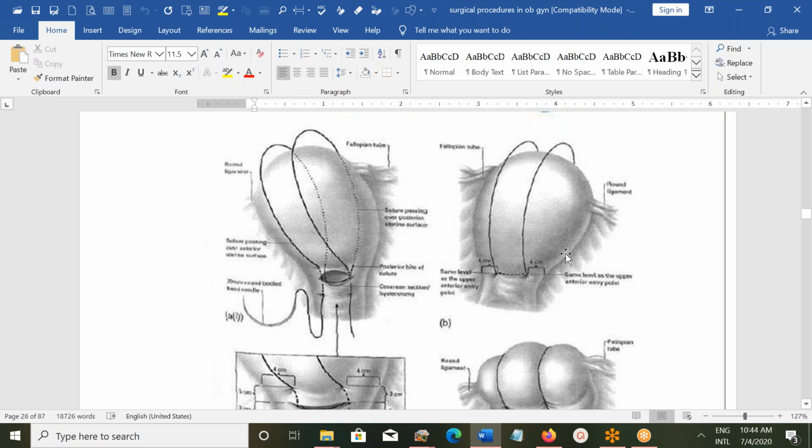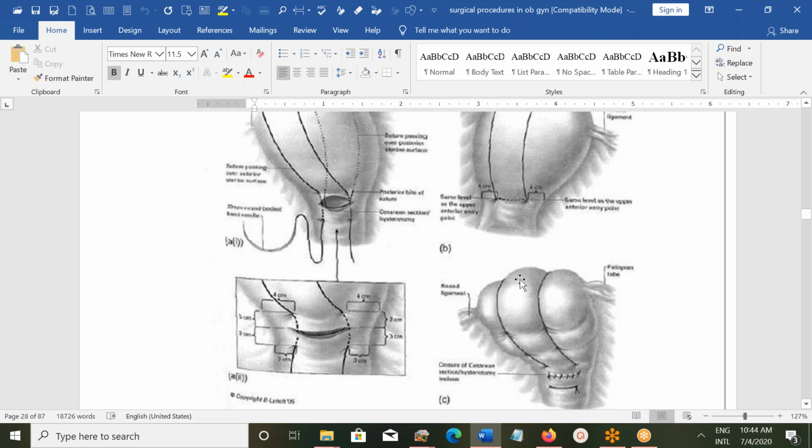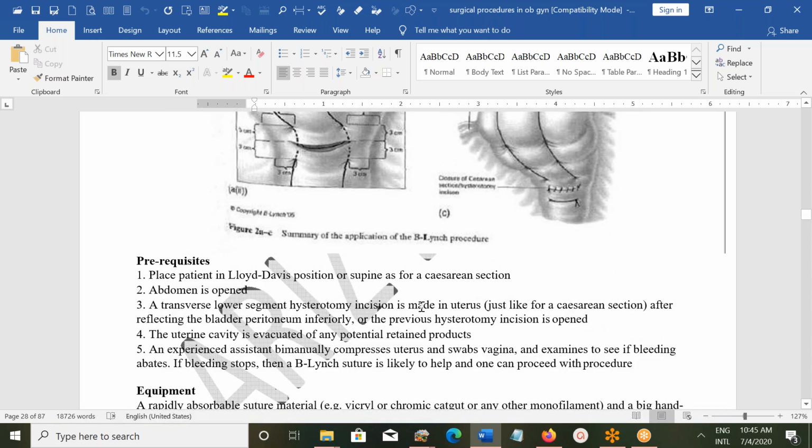So that's what you're going to see: sutures around the body of the uterus, then bringing them out together and tying them. And after carrying out this procedure, we can repair the uterine incision. Don't repair it first and then do that. That is the tip.